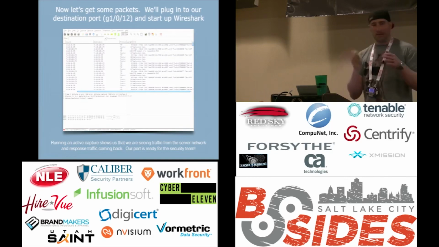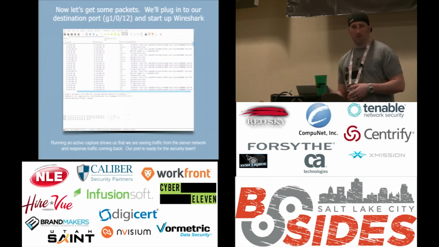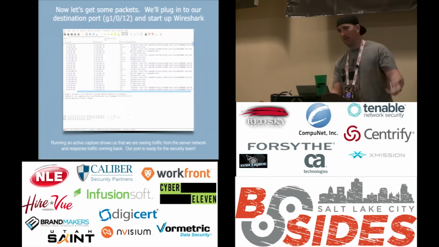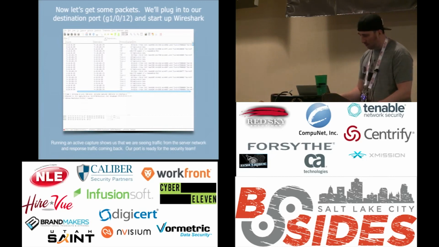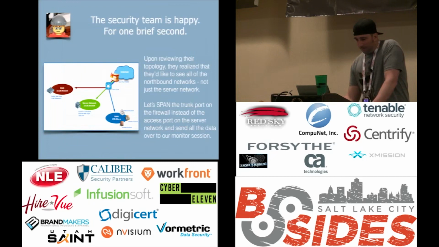Now again, this is duplicating another port, so realistically, it's a copy of everything. So for a security appliance, it'll alert. That's about it for the most part, with a couple exceptions. So the security team's happy, but they review the topology and realize they missed a couple networks. So they'd like to see everything. Let's talk about what it looks like to span an entire trunk port.